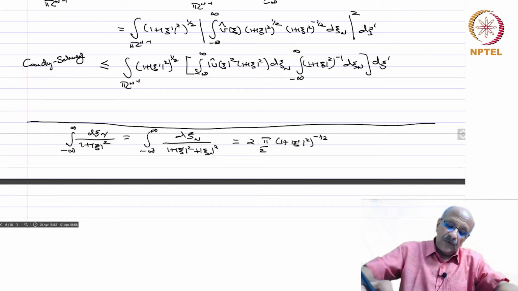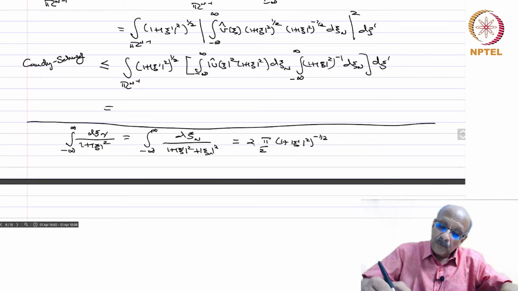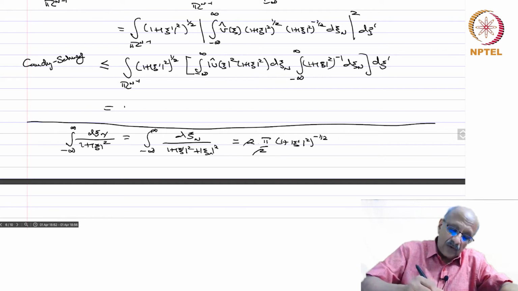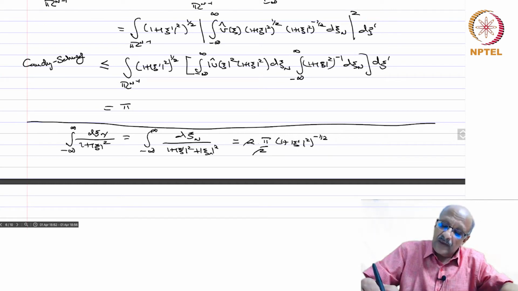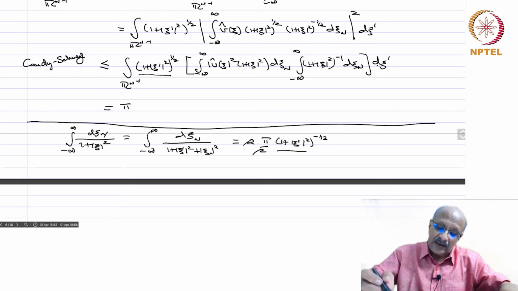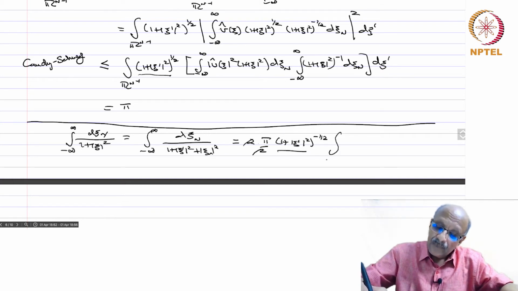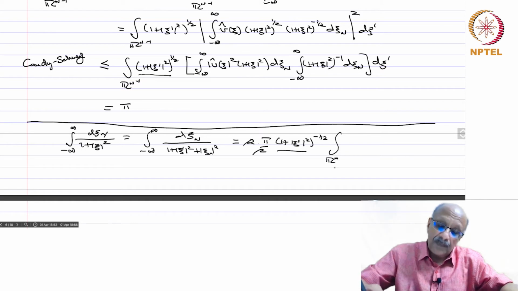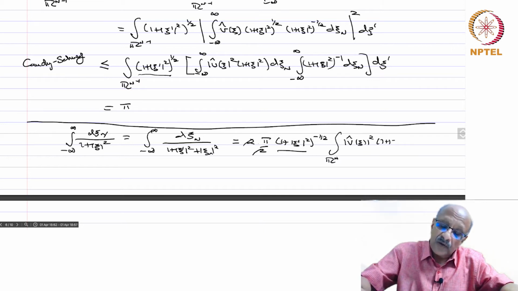Okay, so if you substitute that here, that will give you, so 2 into this got cancelled, so there will be a pi. 1 plus mod xi square to the minus xi dash square to the minus half will cancel with 1 plus mod xi square to the xi dash square to the 1 half, so that gets cancelled, and then you have just this integral here d xi n and d xi dash, and therefore you get the integral over Rn plus, sorry, of mod V hat psi square into 1 plus mod psi square.